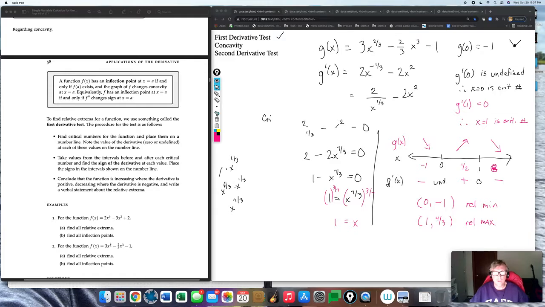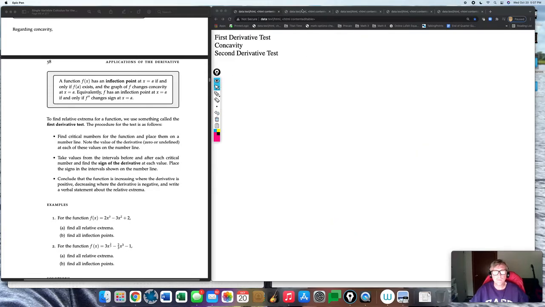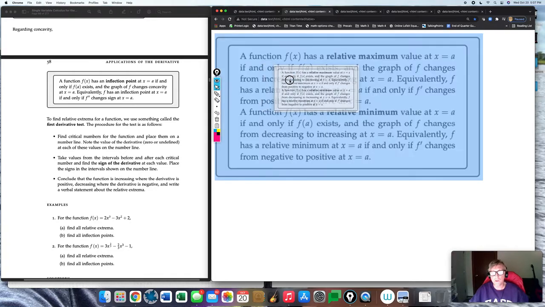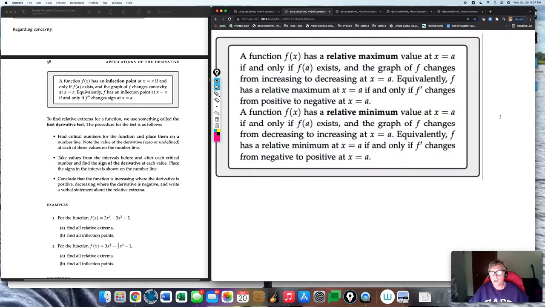Okay? Alright, so in conclusion, let's conclude some things. A function has a relative maximum at x equals a if and only if f of a exists. The graph of f changes from increasing to decreasing at x equals a. Equivalently, that means that the function's derivative changes from positive to negative, right? Relative minimum happens where the derivative changes from negative to positive, and that means that the function is changing from decreasing to increasing.